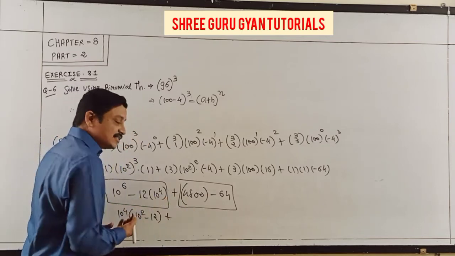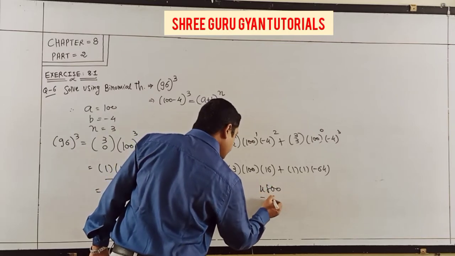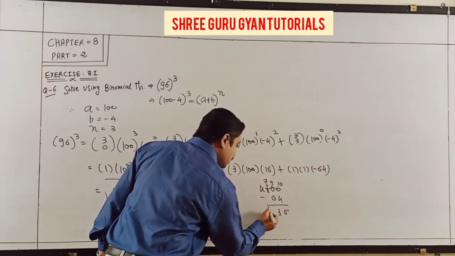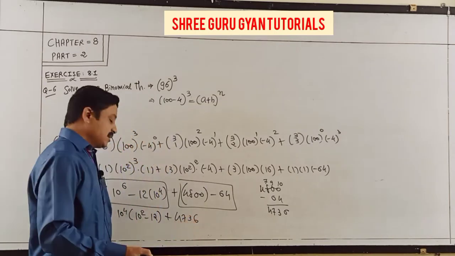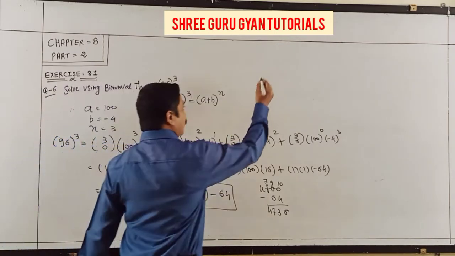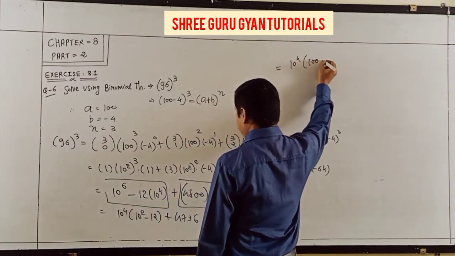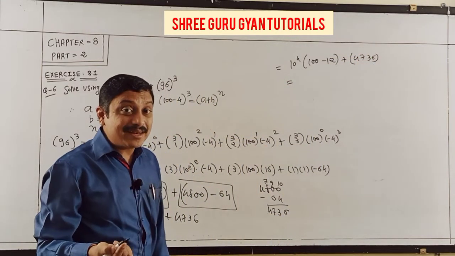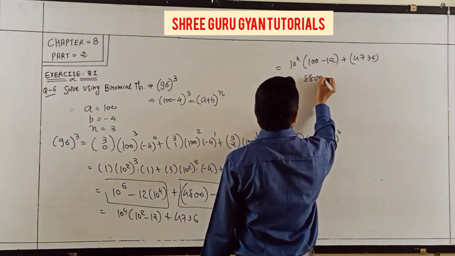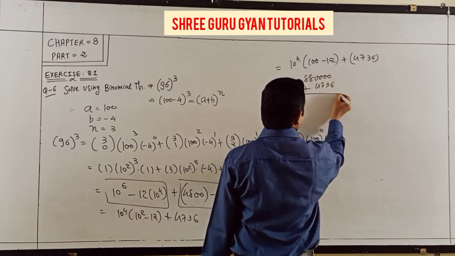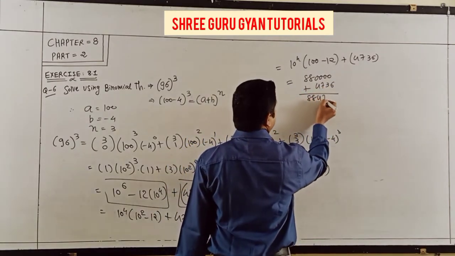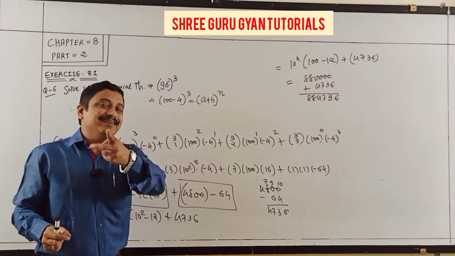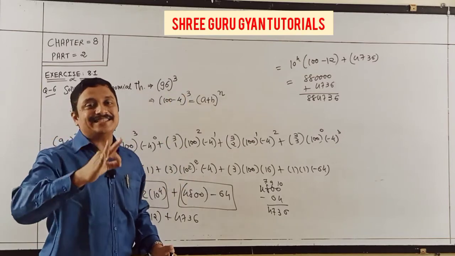10 raised to 4 common, 10 squared minus 12. And here students, 4800 minus 64. Indirectly here 7, 9 and 18. 10 minus 4, 6. 3, 4, 7. 3, 6. Now here 100 minus 12. Indirectly your value is 10 raised to 4 times (100 minus 12), and here 4, 7, 3, 6. Now how much is 100 minus 12? Yes, indirectly 88, and 0000 plus 4, 7, 3, 6. So my final answer is 88,4736. In this way, you are using binomial theorem. You could also use a calculator and do 96 into 96.